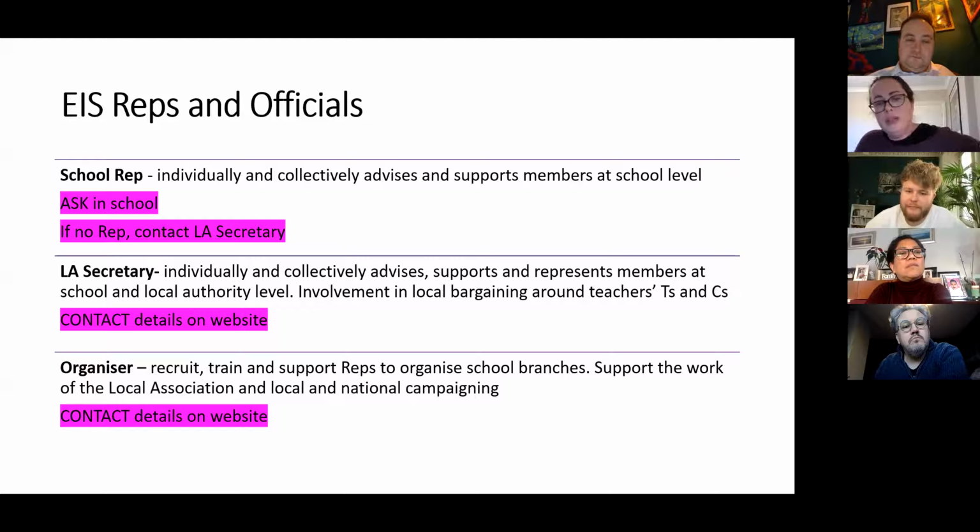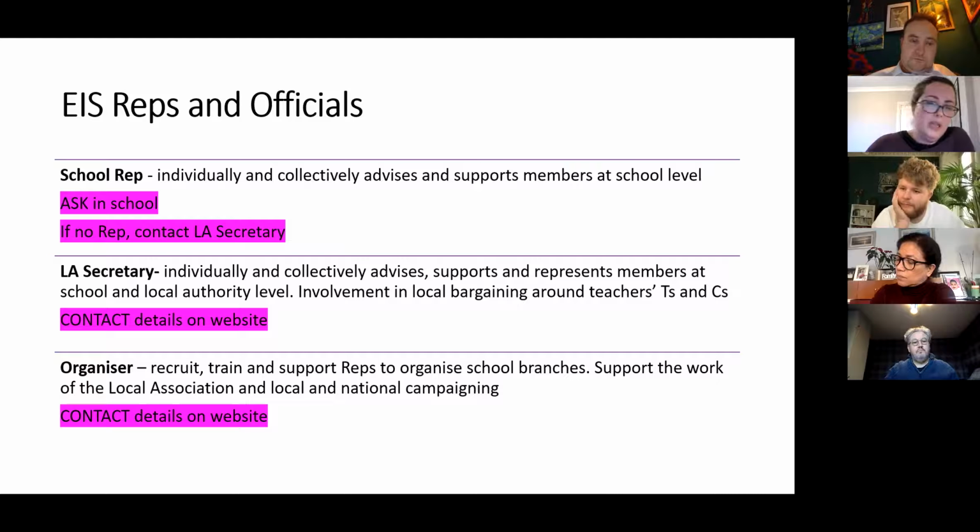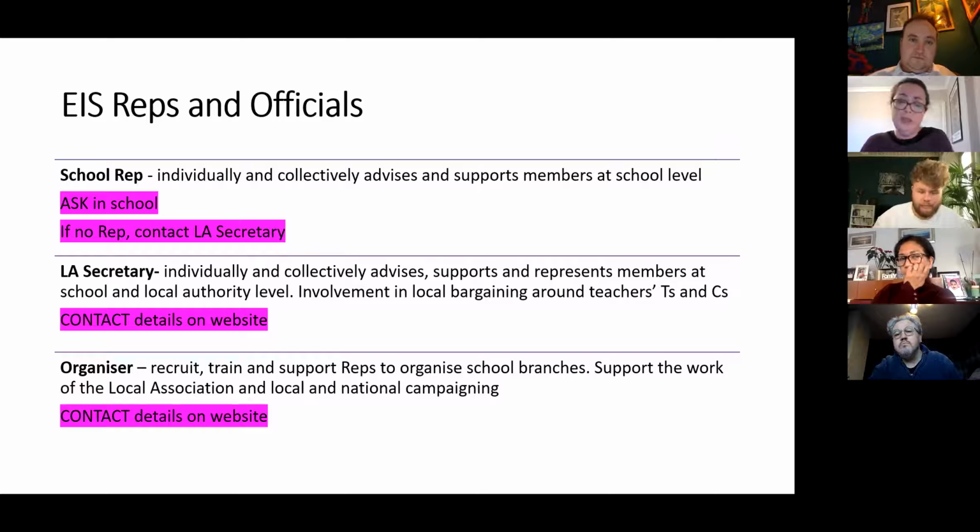So I've put this in because sometimes it's very easy for us that have been in the union for a while to get lost in the jargon and just know instantly what roles there are in the union. The ones that you might come across at the moment when you're on placement in school, you have a school representative. They are there to support members on an individual basis and also on a collective basis in the school.